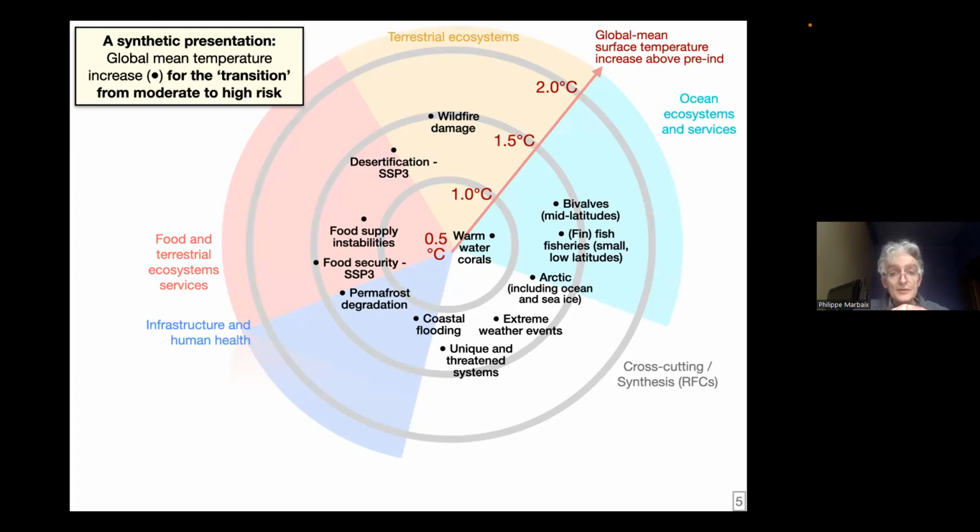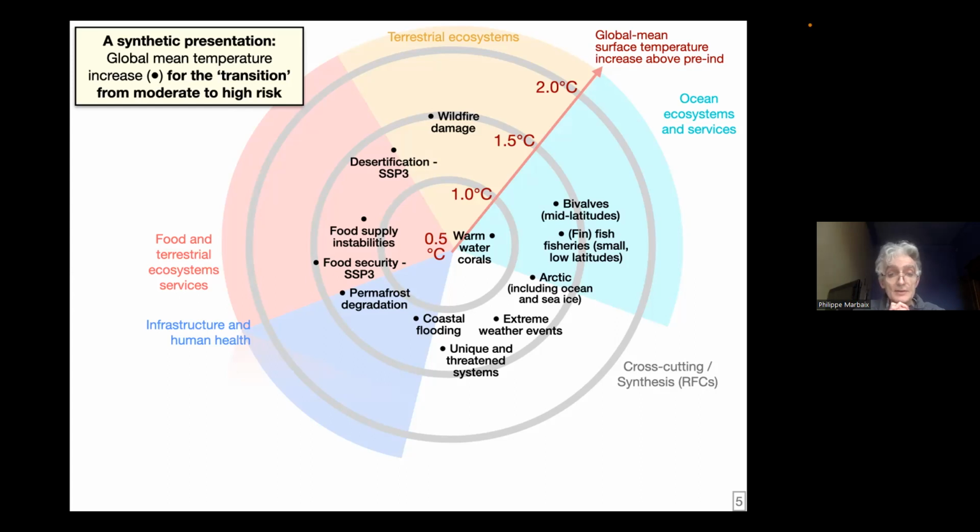For each of the 50 systems, we have explanation in the IPCC report as to why risk is increasing at a given temperature level. We group that in tables and then try to produce different figures, of which this is an example. The principle is that the temperature is increasing from the center, which relates to 0.5 degrees above pre-industrial, to the edge of this figure, to the exterior of this figure. So this is global mean surface temperature again.